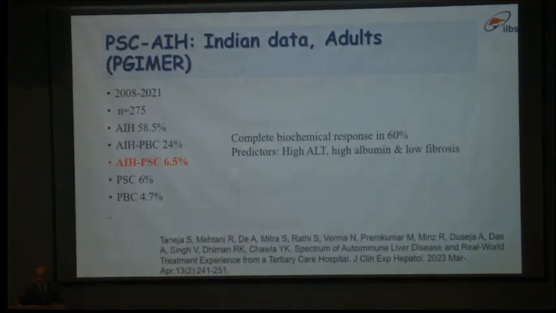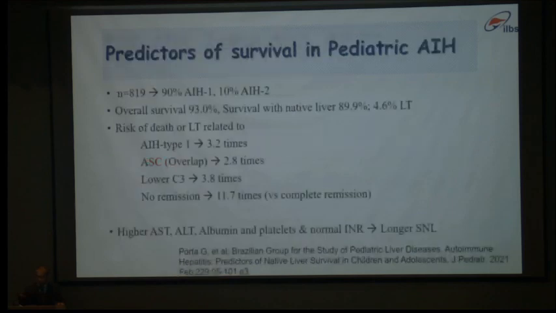What about Indian data? This is the only large study on autoimmune hepatitis, from PGI Chandigarh, where 275 patients were analyzed, and the overall AIH-PSC incidence is around 6.5%. This is actually a mixed bag of autoimmune liver conditions. So there is no other data. Unfortunately, we do not have any autoimmune data from ILBS. The complete biochemical response which they mentioned was seen in 60%, and predictors were found to be high ALT, high albumin, and low fibrosis. But these predictors do not mean anything, because this was a mixed bag of immune conditions.